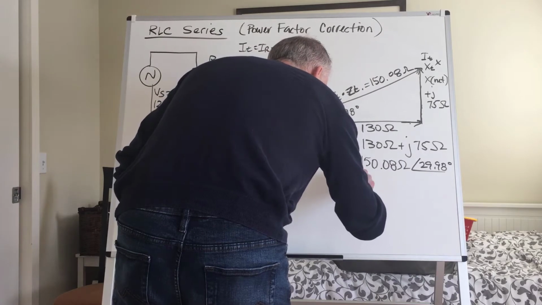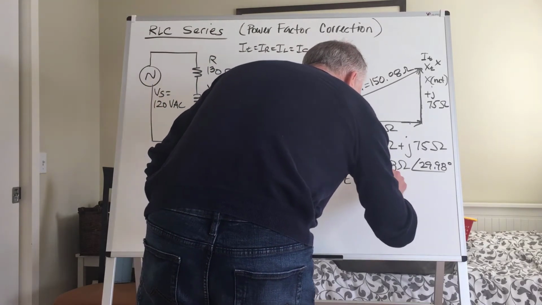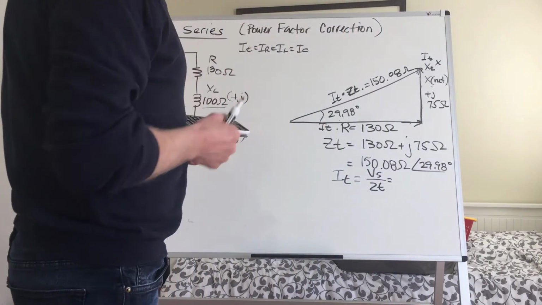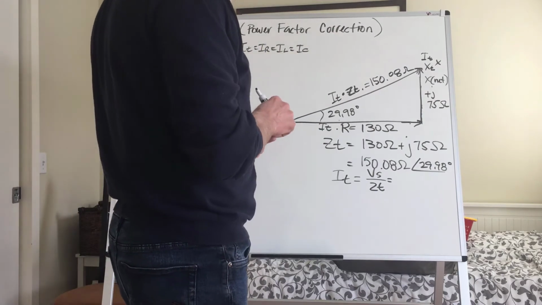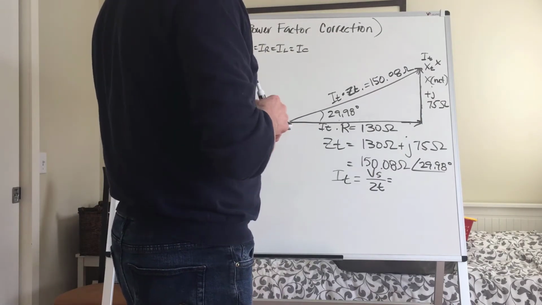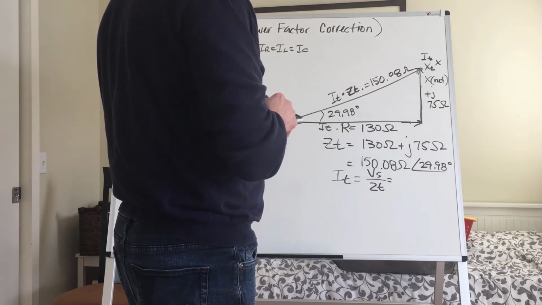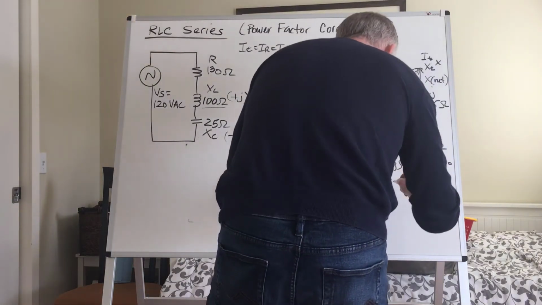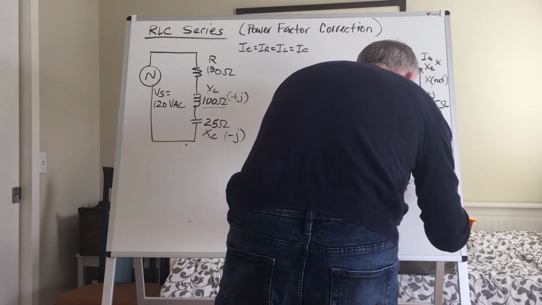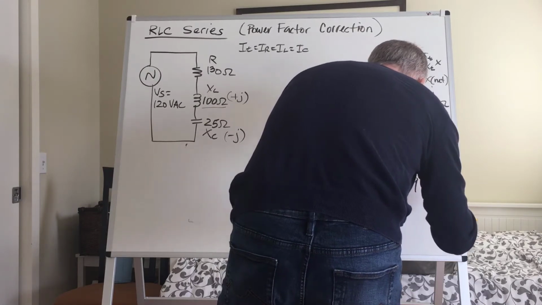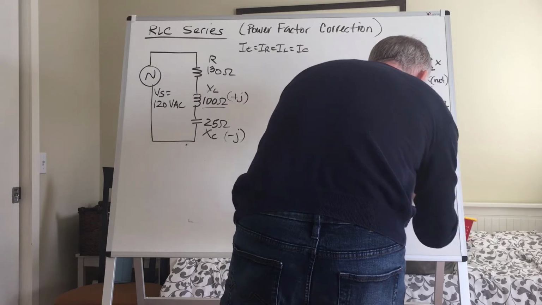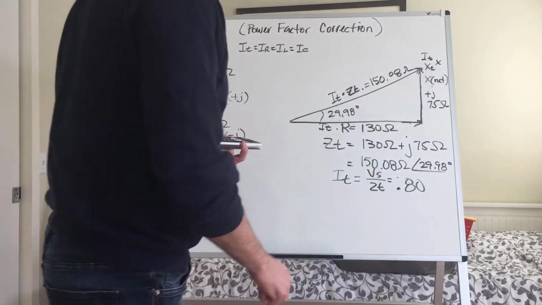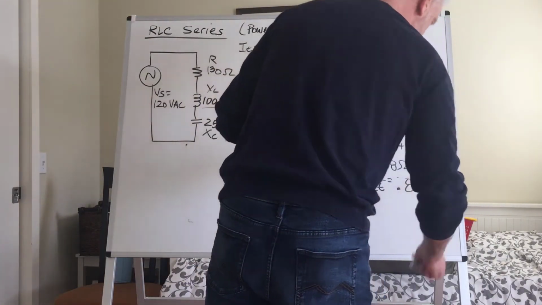So I total is going to equal V source divided by Z total. And now we're just going to do the magnitude for now, because we know all the angles. So we're going to just do the magnitude. So that's going to be 120 divided by 150.08. That's going to result in a current of 0.798. That's actually going to be 0.8. It's going to round off to 0.8. So I'm going to show two decimal places. It's going to be 0.80 amps.